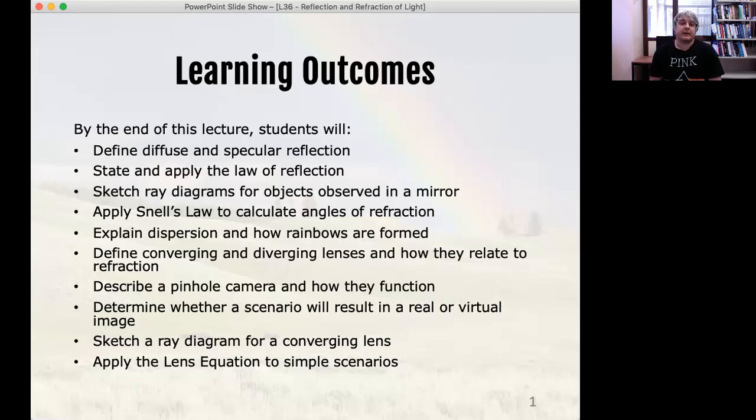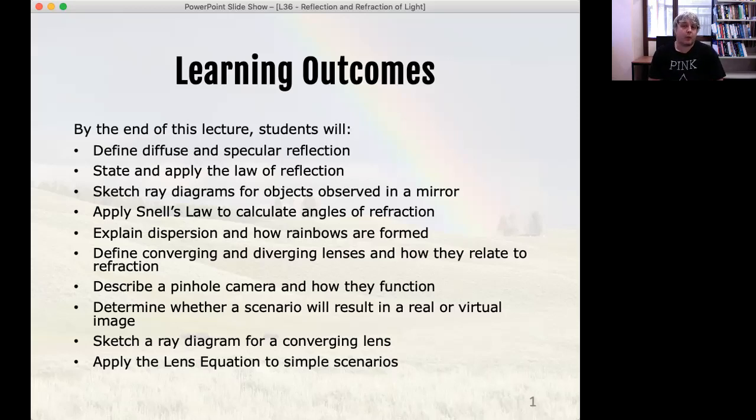We're going to talk about ray diagrams for mirrors. We're going to apply Snell's law to refraction, which, as you'll remember, is the bending of a wave. We're going to talk about dispersion and how that relates to rainbows. Then we're going to move on to lenses and talk about converging and diverging lenses, but we'll also look at pinhole cameras, which are a type of lens, even though they don't have a lens. And then we'll talk about real and virtual images, and again, ray diagrams. We want to understand how to draw ray diagrams for different lens scenarios, not just for mirrors.